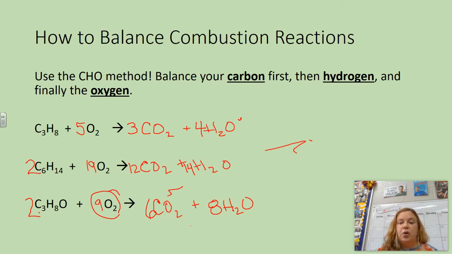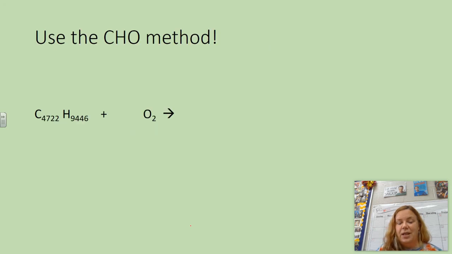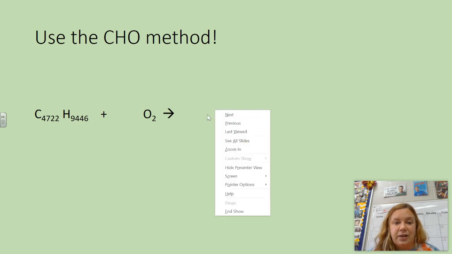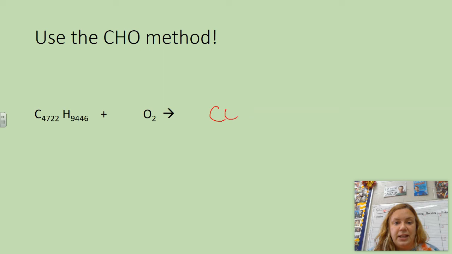So again, the CHO method. Let me show you one that's really cool, because you'll find that if you continue to use this CHO method, you can pretty much do any type of problem. So I literally gave this problem in class today, and it freaked some of your friends out. But once they did it, they realized that they can, in fact, do this problem. So again, our products are still CO2 and water, carbon dioxide and water. Now here's the thing, guys. If you continue to use the CHO method, you can balance any of these.